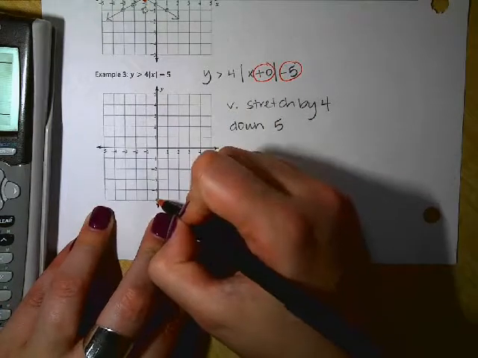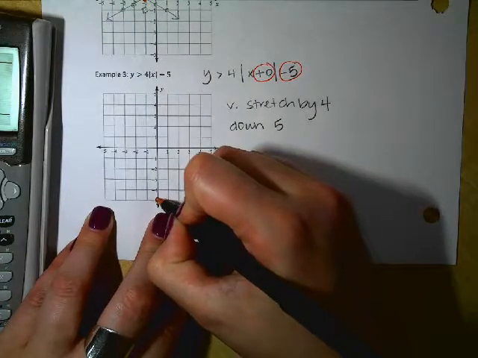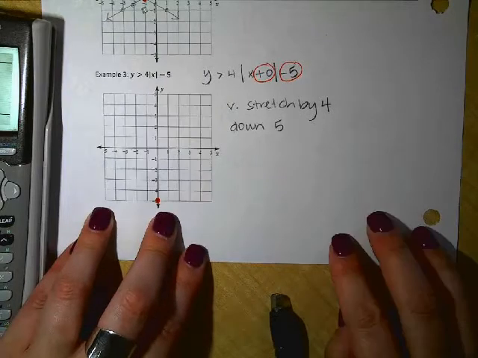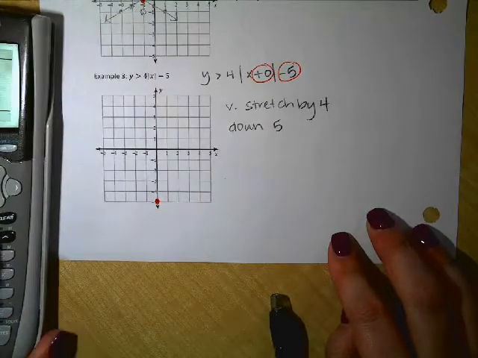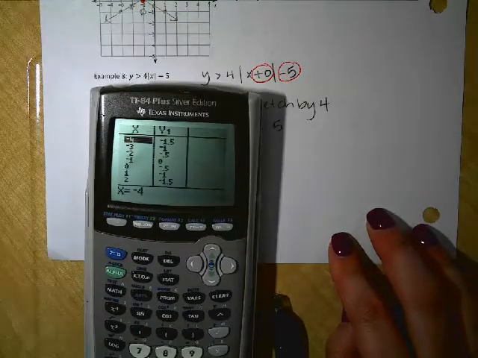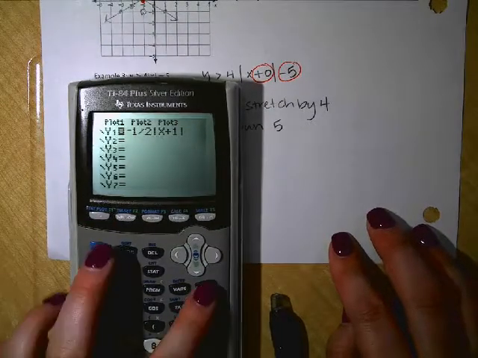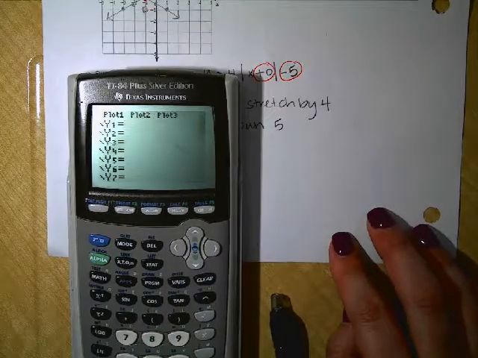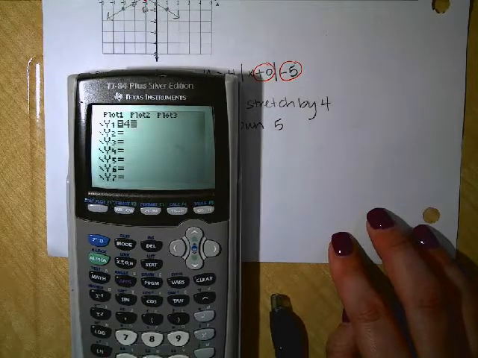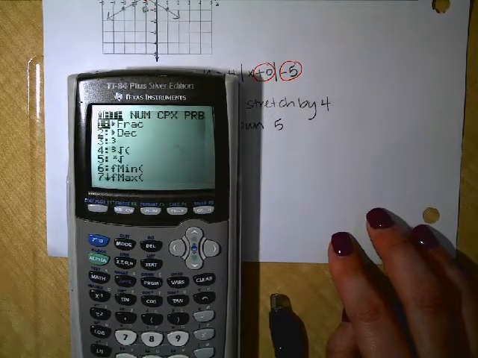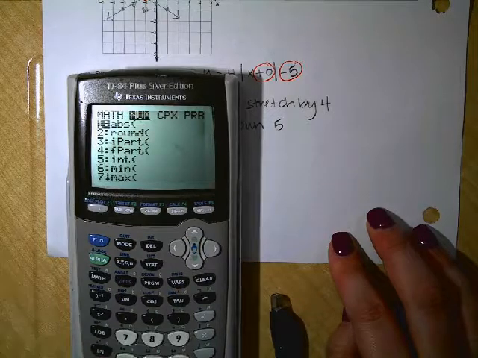And I will graph it correctly this time. It's right there. Okay. So what do we do on our calculator? Y equals? And clear it out. Clear it. 4. And math. Numbers. Enter.